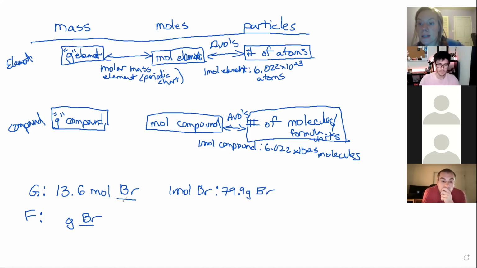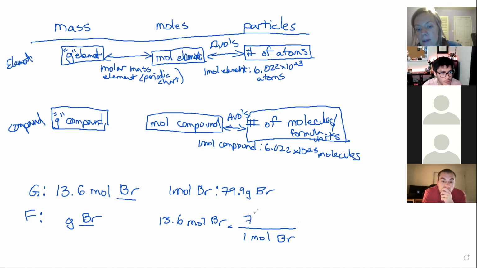So our setup is really, I don't think about it as like, oh, I'm going from moles to grams, so I'm going to multiply by the molar mass, or I'm going to divide by. I just set it up in the dimensional analysis and cancel units when necessary. So we start with 13.6 moles of bromine. And all I know is mole of bromine is here, so I need the mole of bromine to be on the bottom. 1 mole of bromine on the bottom for every 79.9 grams of bromine.